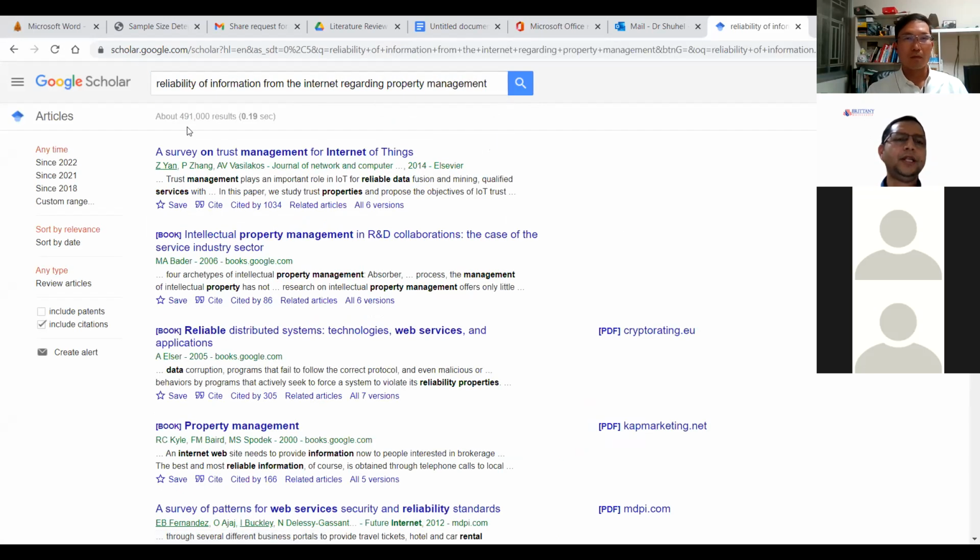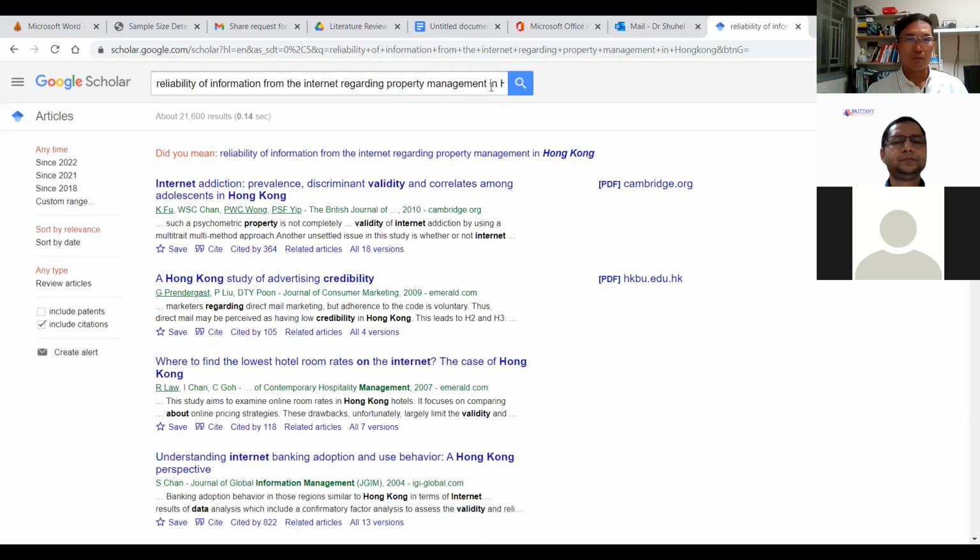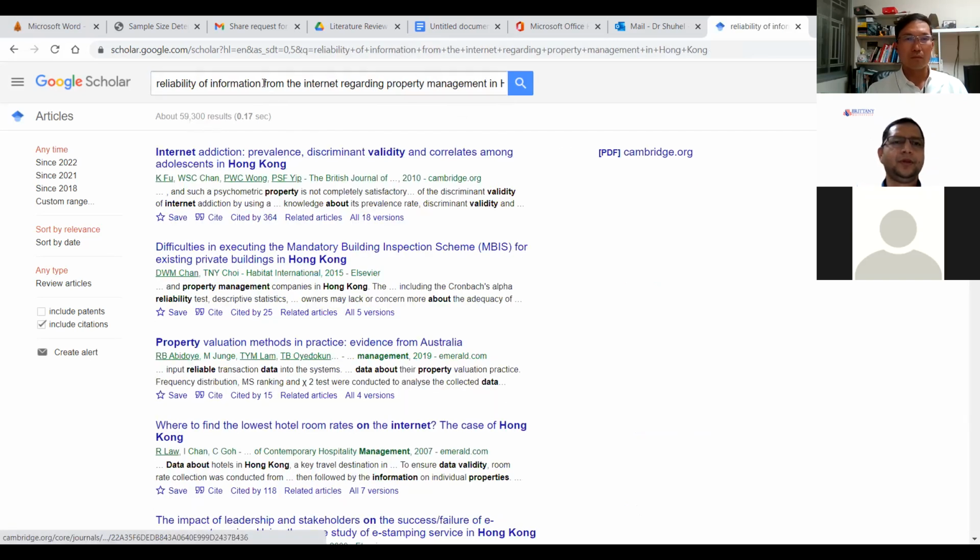You see here, 491,000 articles. So 495 is almost impossible for you to read, isn't it? You cannot. Now, if you want to do further search, you can do it here, probably in Hong Kong. Now it is further reduced, now 21,000 only. Still not manageable. So if you search in this way, it will reduce, but still you won't get what you desire.